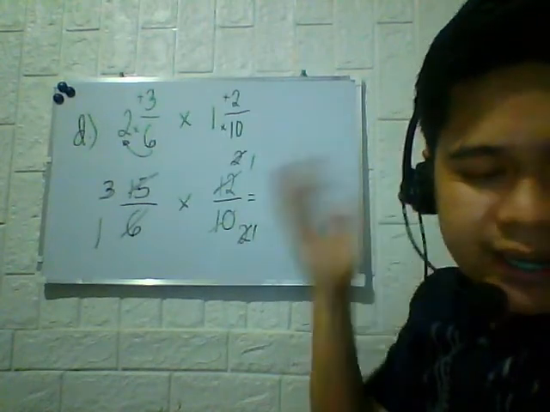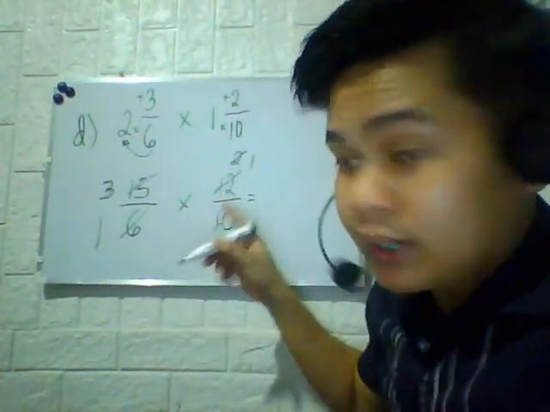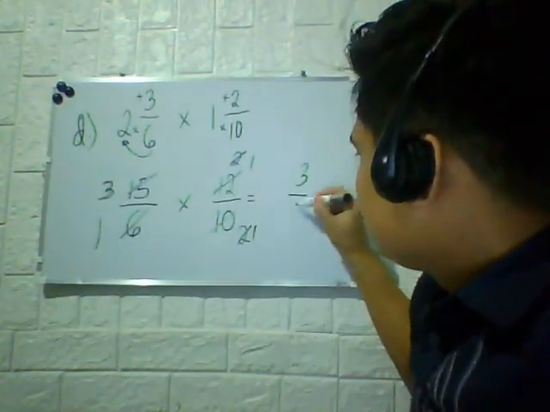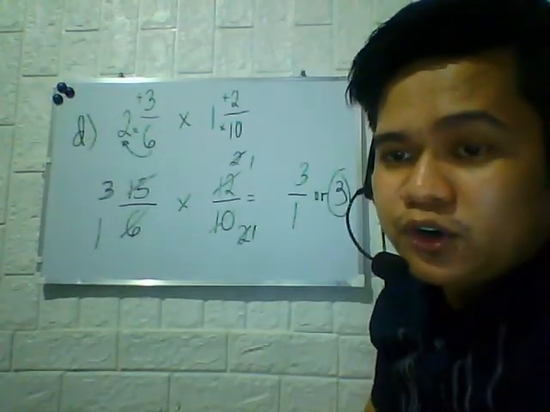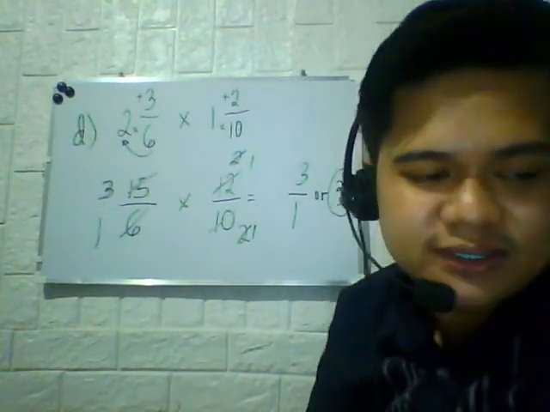Now, wala ka nang pwedeng i-simplify kaya mag-multiply na tayo. 3 times 1 na lang ngayon will be 3 and 1 times 1 will be 1. Obviously, our answer is a whole number, which is 3. And I hope you also got the same answer.